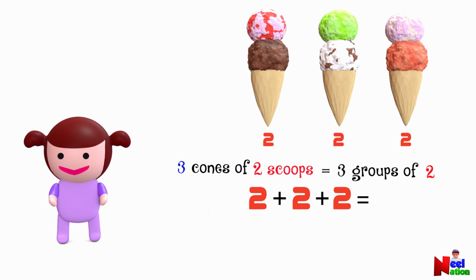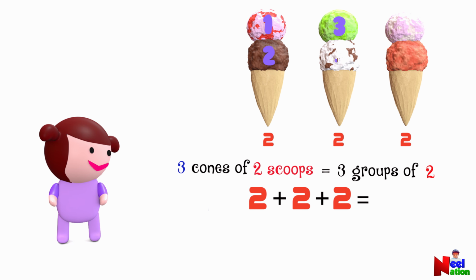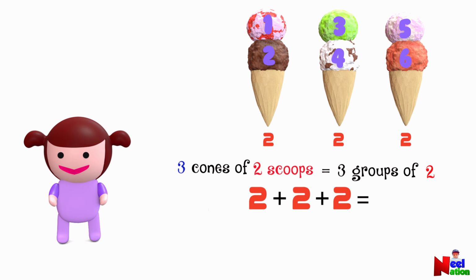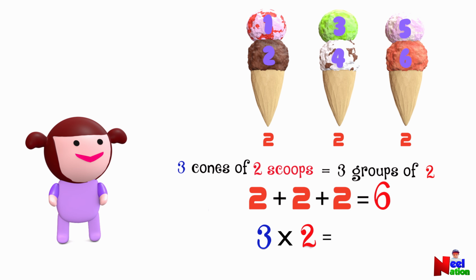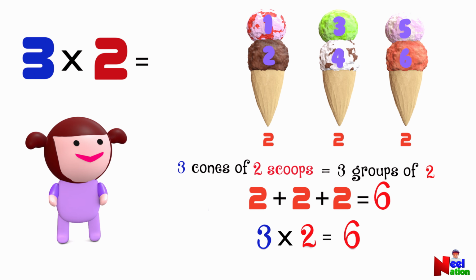Let's count together. 1, 2, 3, 4, 5, 6. So 3 times 2 gives us 6 scoops in total. 3 times 2 is 6.